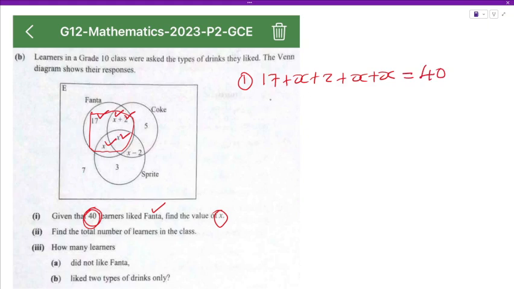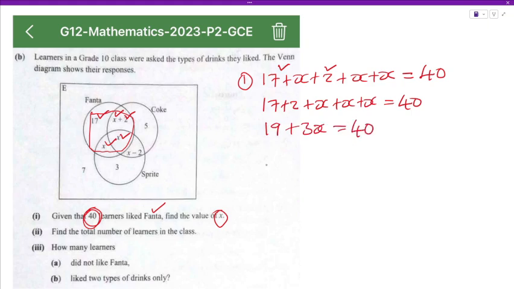So I'm now going to say 17 plus 2. We're grouping the like terms. This guy and that guy, they are constants. Then we group the variables, x plus x, is equal to 40. So 17 plus 2 will give us 19. Then x plus x plus x will give us positive 3x. And then we equate it to 40. Remember, this is paper 2, so have your calculator close by as you are learning, so that you can be able to compute with me.